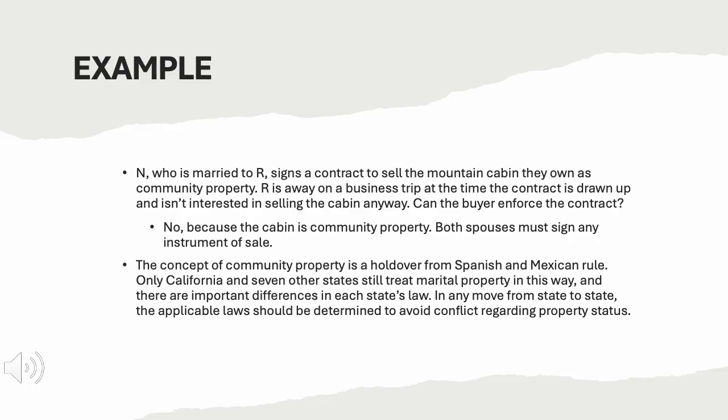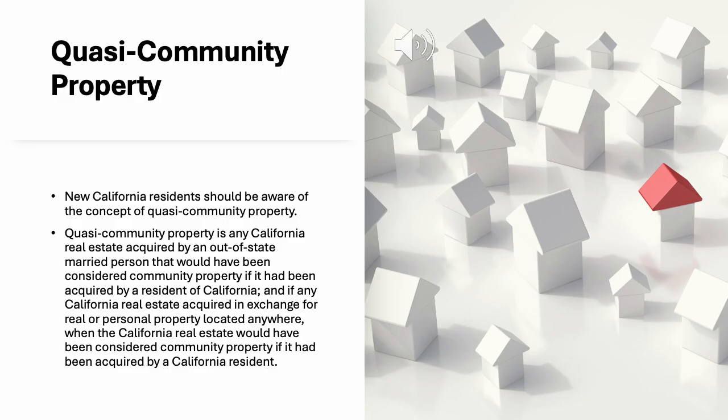The concept of community property is a holdover from Spanish and Mexican rule. Only California and 7 other states still treat marital property in this way, and there are important differences in each state's law. In any move from state to state, the applicable laws should be determined to avoid conflict regarding property status. Quasi-community property. New California residents should be aware of the concept of quasi-community property.